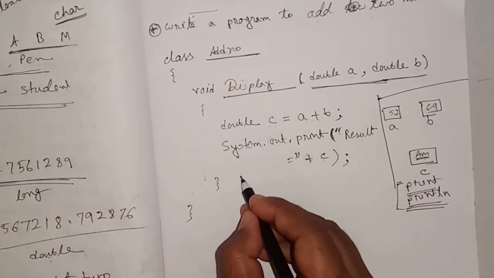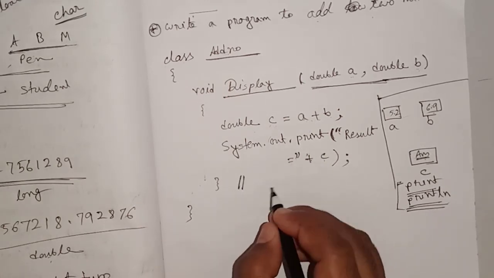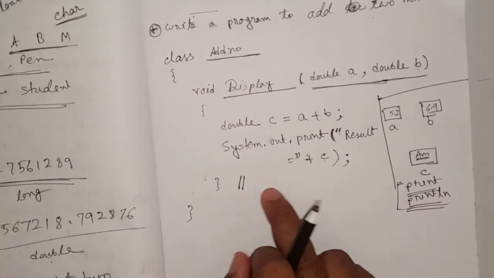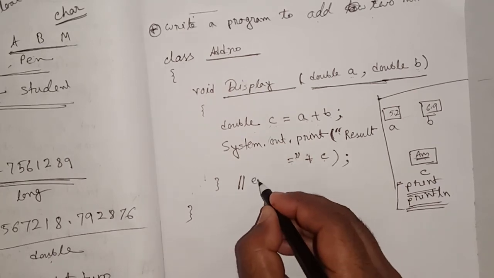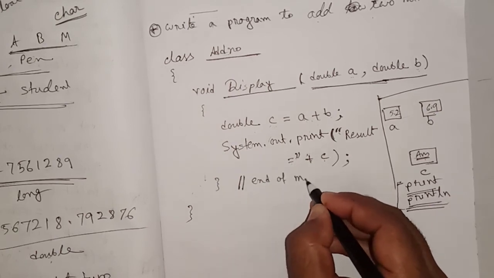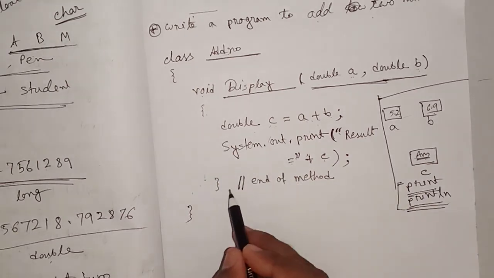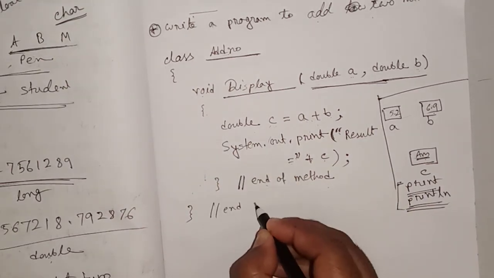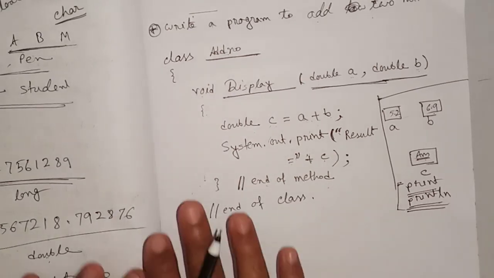So I'm writing here, this slash means a comment. Okay, comment. You cannot execute this line, you cannot see this line, but this is a comment. You can use it, but it has no effect on your program. So I'm writing end of method. So this is called a method. Bracket open, bracket close. So end of method, and this is the end of class.